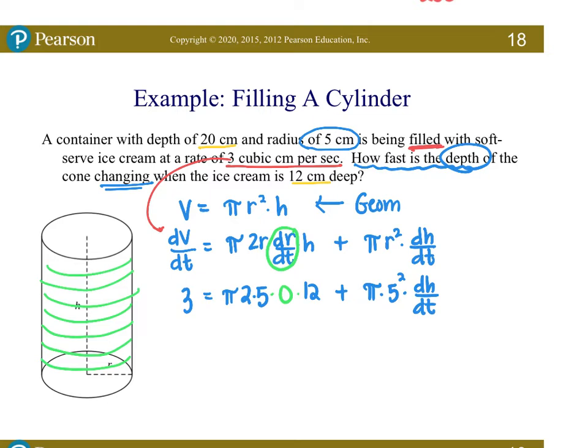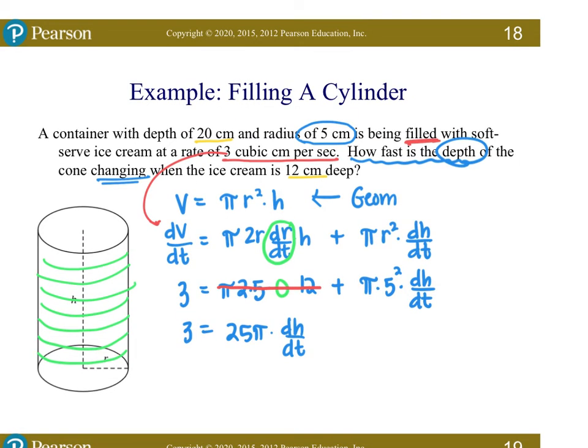So let's simplify. The 0 is going to knock out this entire portion. So I'm left with 3 equals 25 pi times dh over dt. And we just need to get dh/dt alone, so this is a lot easier than the last problem we did. 3 over 25 pi. And that doesn't reduce because 3 and 25 don't have any common factors. The units on this, the height and the time, are measured by centimeters, and the time is measured by seconds.